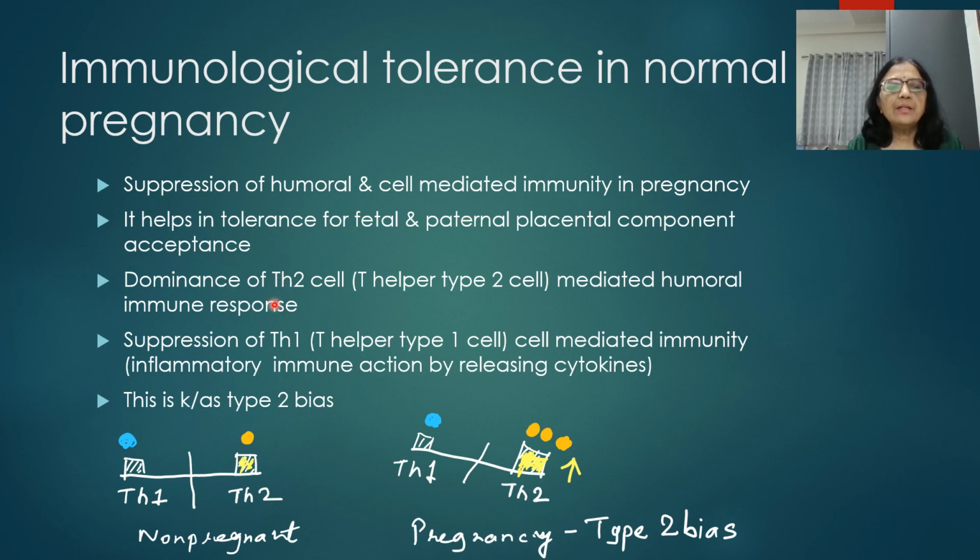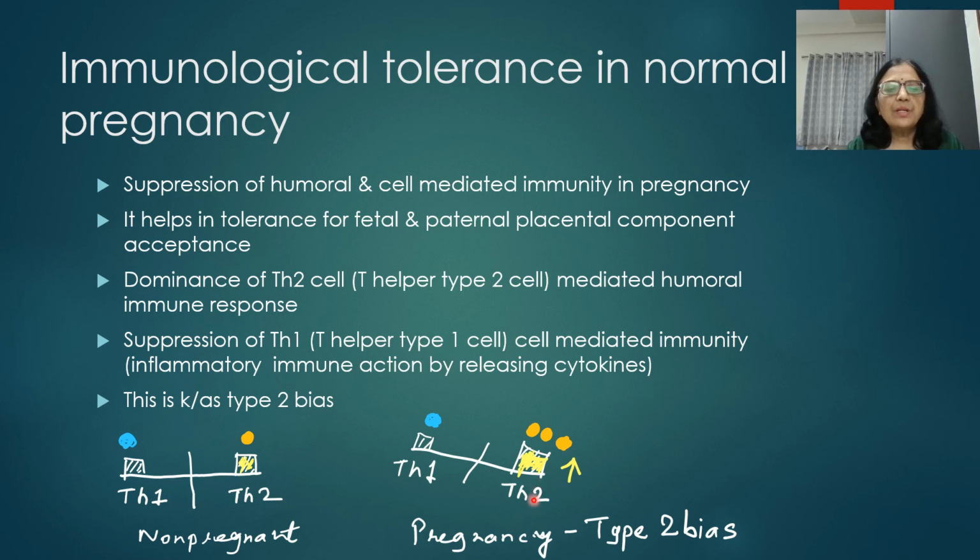What is happening exactly is a dominance of Th2 cell mediated humoral immune response. Th2 is T helper type 2 cell, whereas there is a suppression of T helper type 1 cell mediated immunity, so that there is suppression of inflammatory immune action by release of cytokines. Mainly these Th1 cells lead to cell mediated immunity by releasing cytokines, and this action is suppressed. So in a normal pregnancy the action of Th1 and Th2 is in balance.